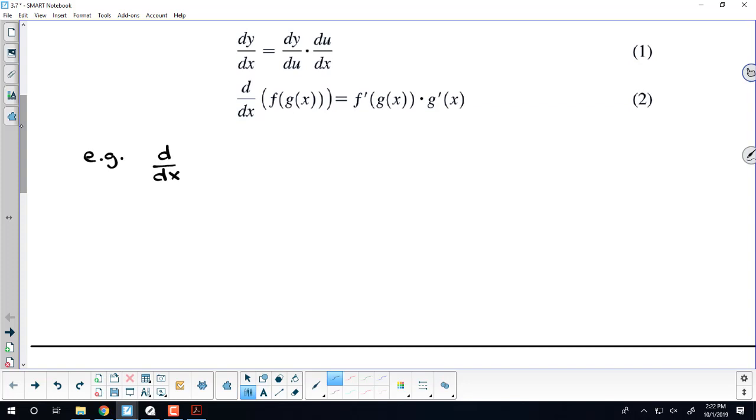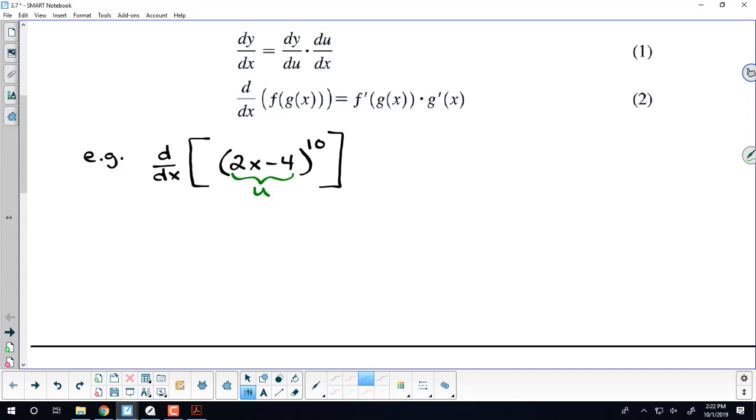For example, take the derivative of 2x minus 4 to the 10th power. It would be highly inefficient to multiply that thing by itself 10 times, to expand it, and then take the derivative of each term. So if you see a function like this, then the inner function here, that's your u. If I'm using version 1, I'm going to let u equal 2x minus 4.